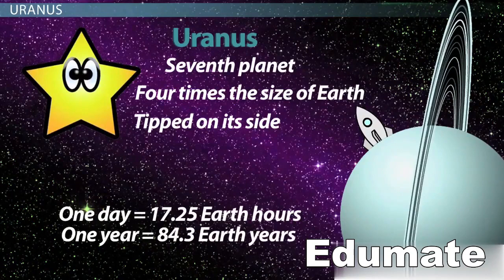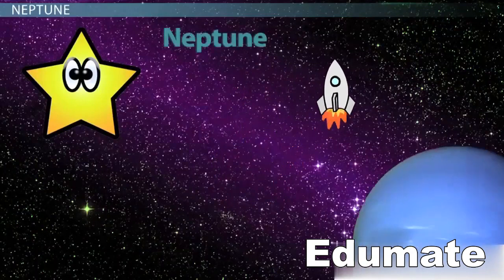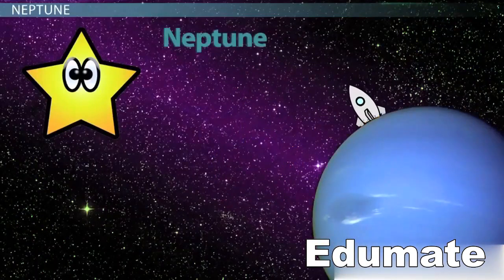When they were first studying Uranus, scientists noticed that its orbit was different than what they expected. They thought this might be due to the gravity from another planet, so they started looking for one and found Neptune and Pluto. So that's where we're going next. Ladies and gentlemen, look out your window as we arrive at Neptune.